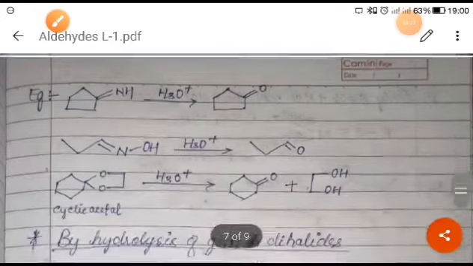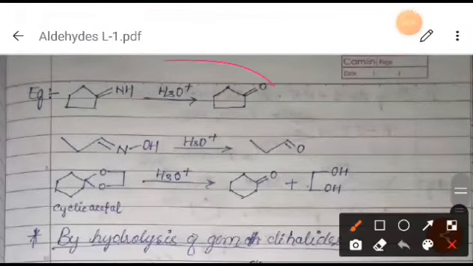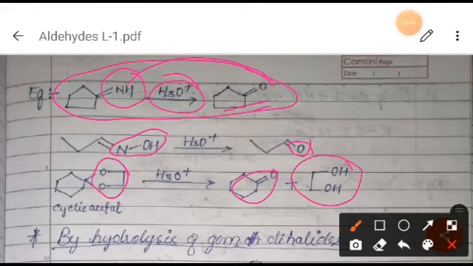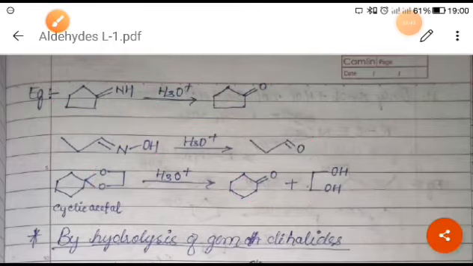So here some of the examples are also given, as you can see. So what will happen? In place of NH, in presence of H3O positive, we will get what? Ketone will come, right? Again, in place of this, what we will get? We will get ketone. Again, in place of this, we will get ketone, and OH will come out from here, right? So I hope you have understood this.